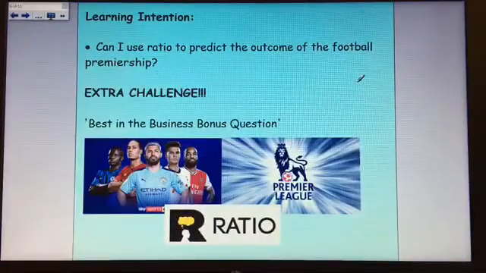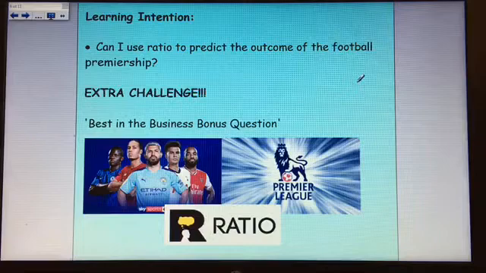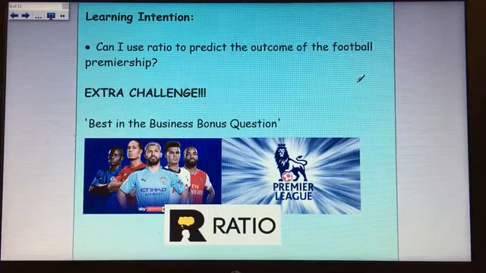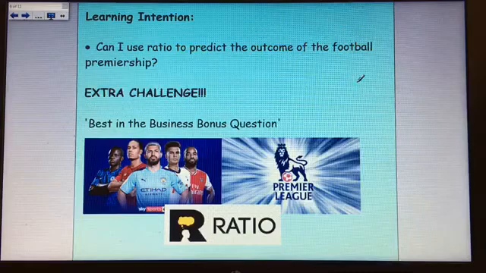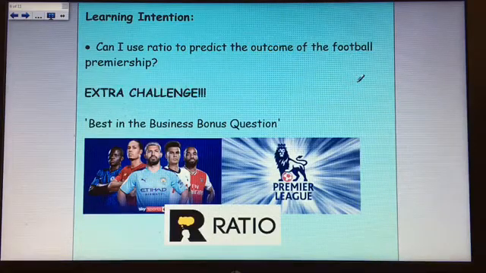Okay, so today's learning intention is, can I use ratio to predict the outcome of the football premiership? And there is some best in the business bonus questions, all linked to the man, the myth, the legend, 5 times FIFA World Player of the Year, Martino Gosling.